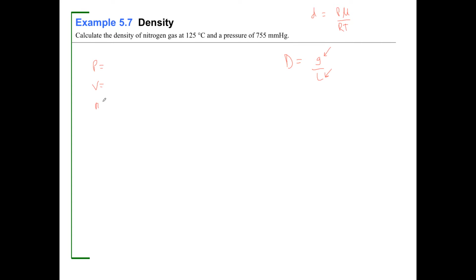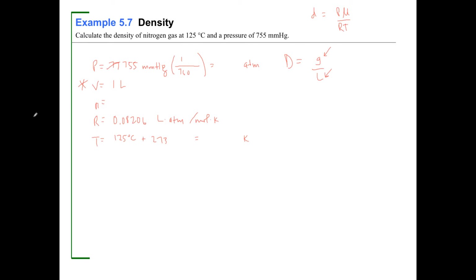So P, V, n, R, T. Pressure is 755 millimeters of mercury. That will give me atmospheres. Calculate the density. I'm going to go ahead and choose that volume to be 1 liter. That's one trick I've got to use. I'm just choosing it to be 1 liter. The moles is what I'm going to calculate. R is 0.08206 liter atmospheres per mole Kelvin, and the temperature is 125 degrees Celsius plus 273, which gives me kelvins.